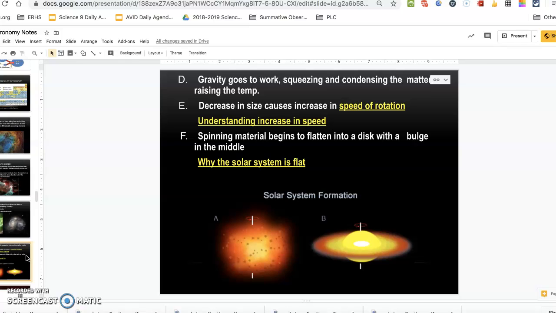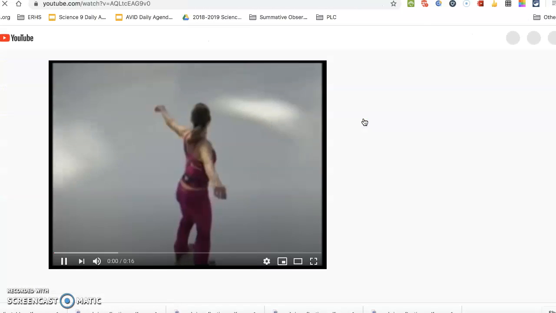Gravity is going to work in squeezing and condensing matter, raising the temperature, like we said. But because it's squeezing that matter, it's decreasing the size. And when you decrease the size of something, you increase the speed of rotation. Click this link here.